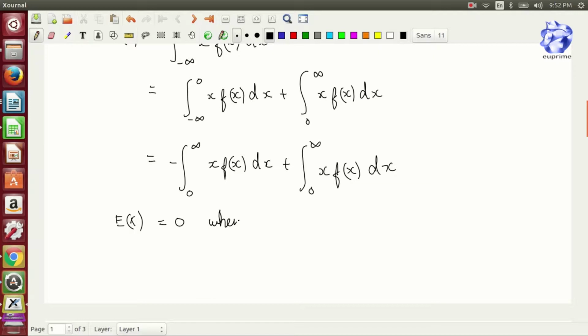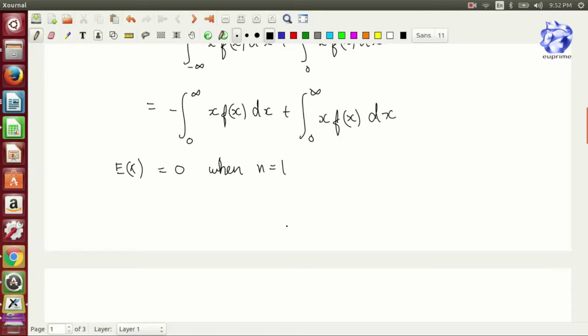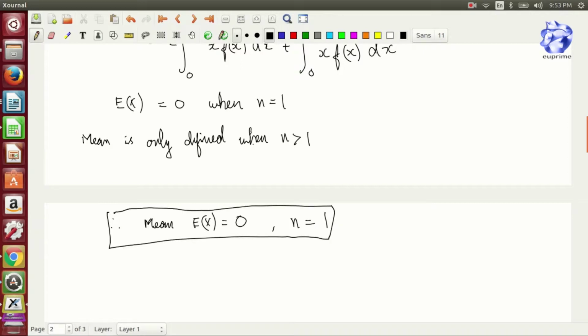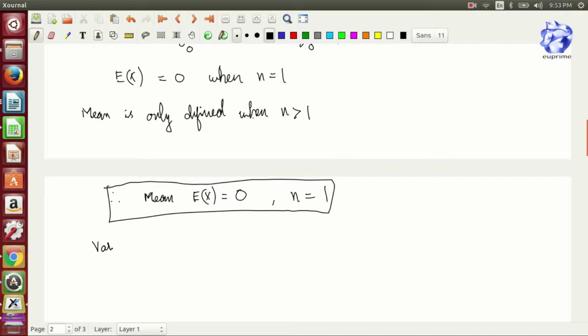Now the integral from minus infinity to 0 can be taken as minus the integration from 0 to infinity. By this we can cancel out the terms and get E of x equal to 0 when n is equal to 1. So what we consider as the mean is only defined when n is greater than 1. Further we get the mean E of x equal to 0.